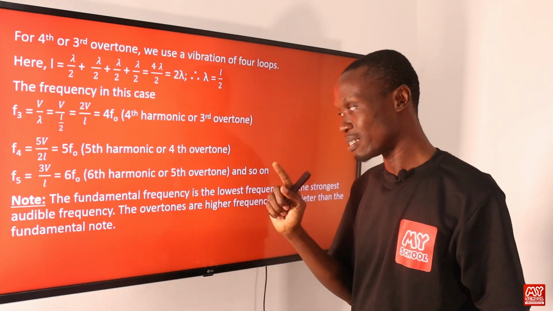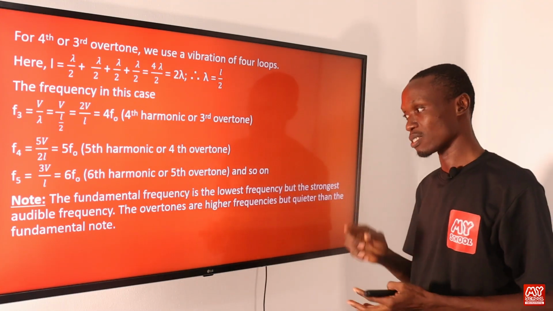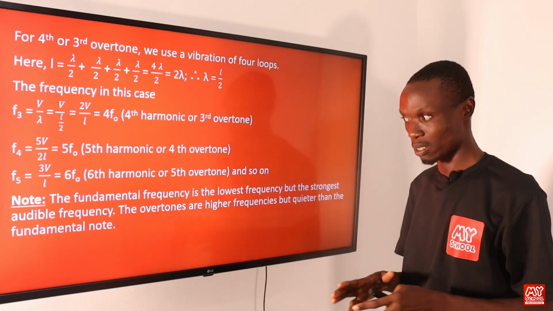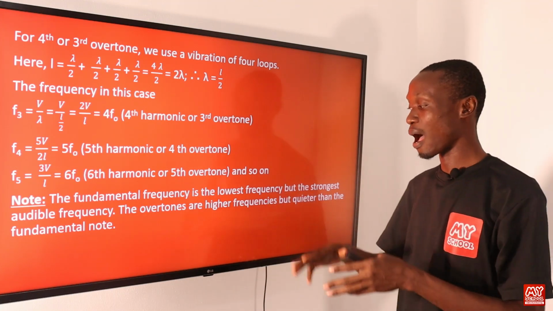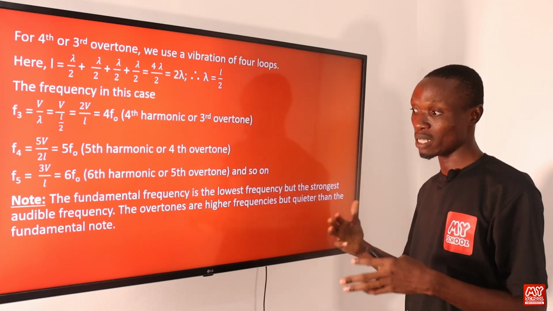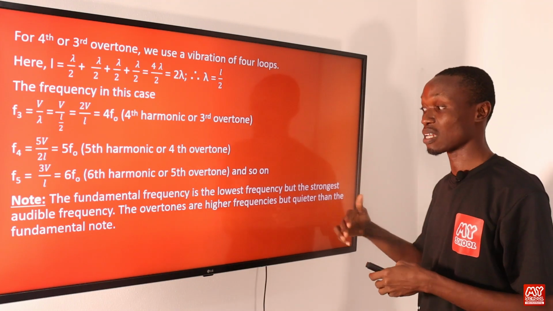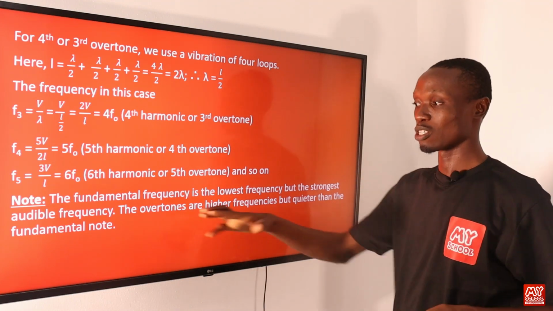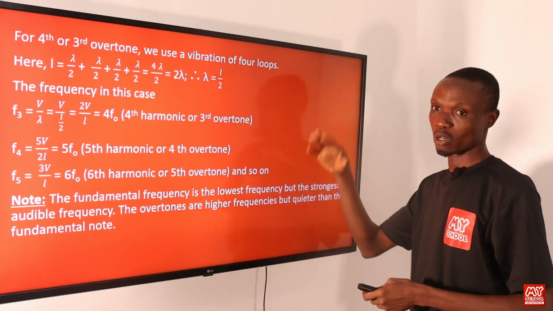Now it should be noted here that the fundamental frequency is the lowest frequency, but the strongest audible frequency. While the overtones are higher frequencies, but quieter than the fundamental frequency, meaning that they are not as loud or as audible as the fundamental frequency or fundamental note. So let's move to the next slide.